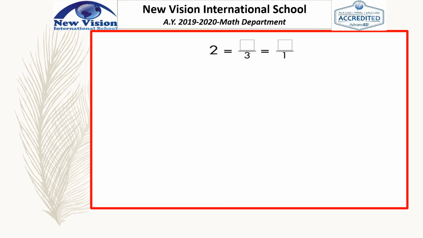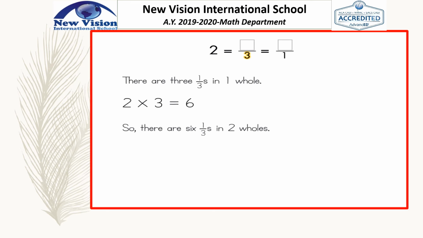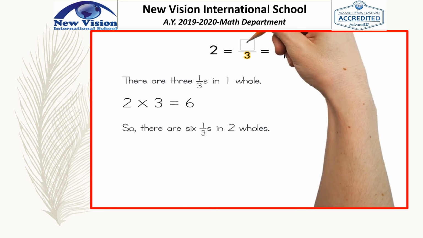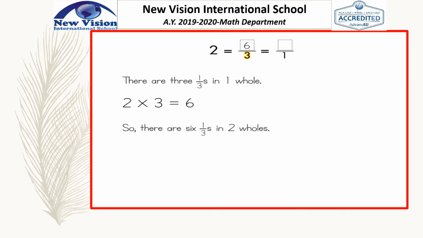Listen and look for other students who use reasoning to write the equivalent fractions. To complete the fraction that has the denominator 3, these students may think that there are 3 1/3 in one whole. So, there are 2 times 3, or 6 1/3 in two wholes. This means that 6/3 is equivalent to the whole number 2.